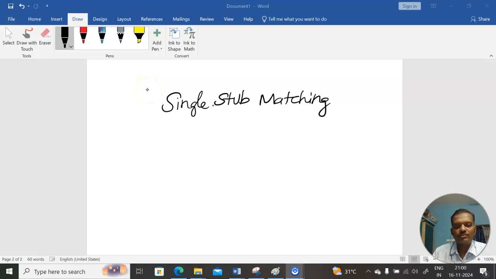Good evening, students. Today we are going to see about single stub matching. In this single stub matching, today we are going to see how a Smith chart can be drawn. I'm going to use a digital scribbling pad to teach you how to draw a Smith chart.